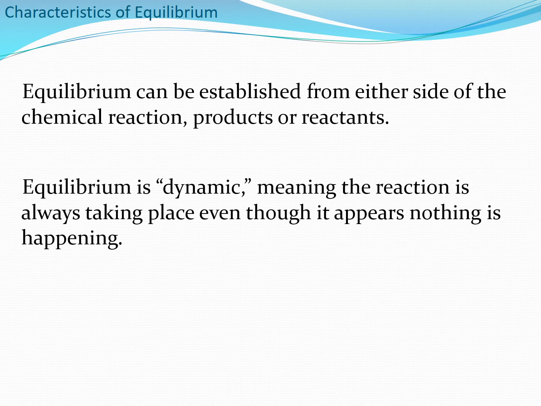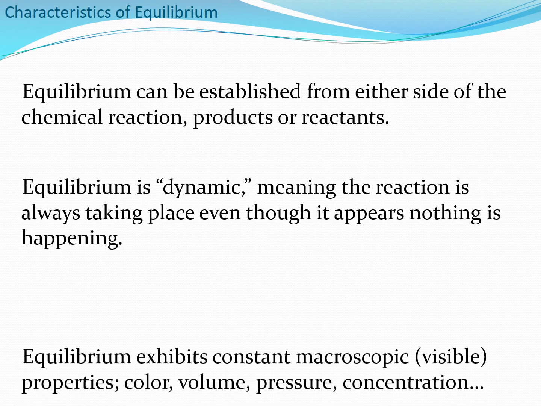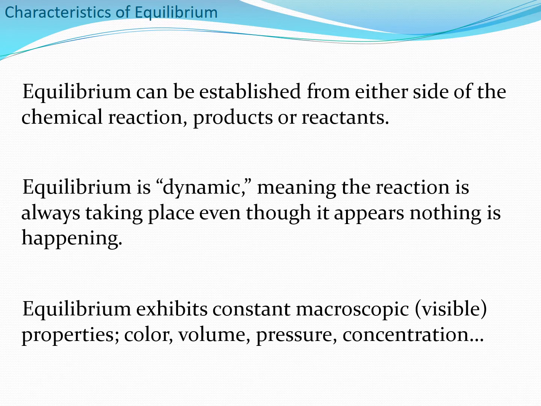Equilibrium is dynamic, meaning the reaction is always taking place, even though it appears nothing is happening. We know that there's an exchange happening between the products and reactants. But why do we not see anything changing? That's because equilibrium must exhibit constant macroscopic, those visible properties. So the color, volume, pressure, and concentration cannot be changing. That makes sense because if the amount of products and the amount of reactants aren't changing in their total amount, then we won't see any change.